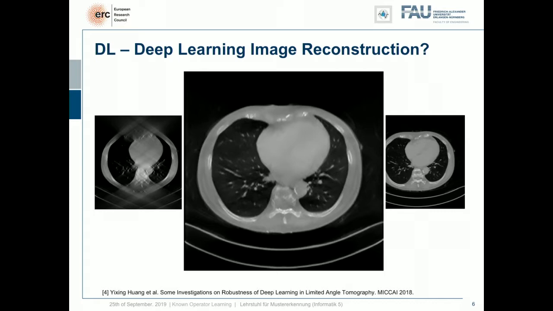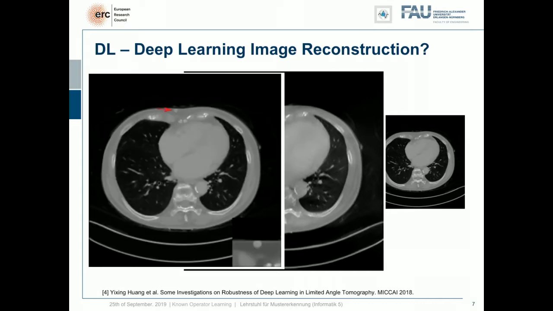So we've been kind of intrigued by this and said, okay, this just looks too good. This is an unseen patient. This is, by the way, data from the low-dose CT challenge that we experimented with. And then we said, okay, let's be mean. Let's hide some lesion in there. So let's put some lesion in, and we put the lesion exactly here into the chest wall.